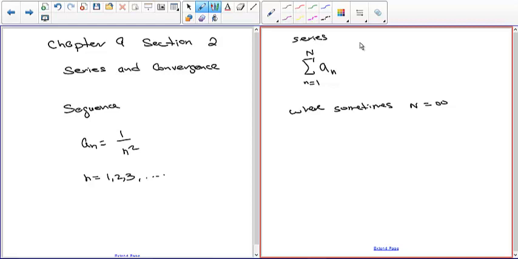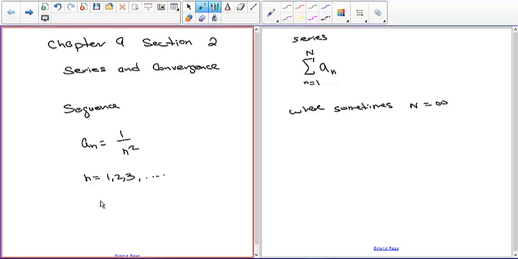So let's just look at this example over here. Instead of having a series, what I would have here is a sequence: 1 over 1 squared, comma, 1 over 2 squared, comma, 1 over 3 squared, or 1, comma, 1/4, comma, 1/9, comma, 1/16. And so that's how you do a sequence.